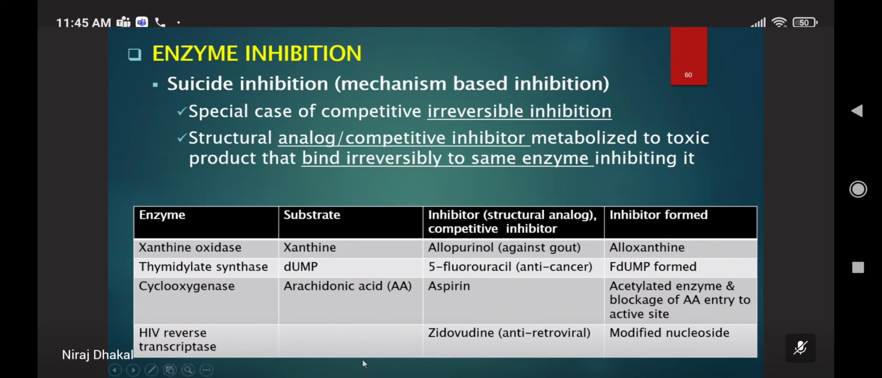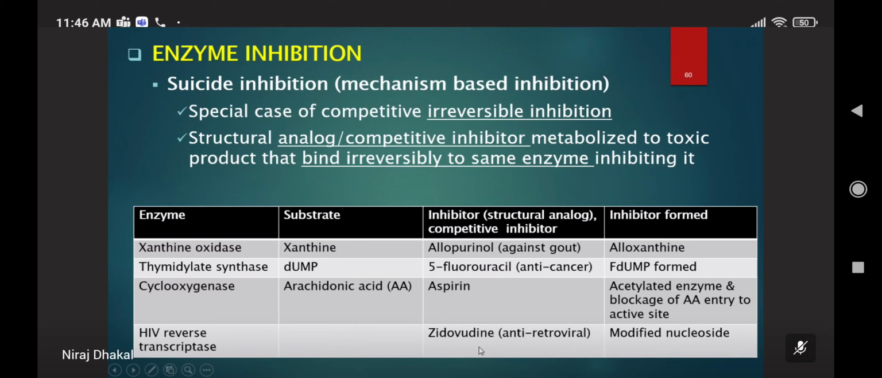Another is arachidonic cyclooxygenase again. The arachidonic acid is the usual substrate, and the inhibitor is aspirin. So when aspirin binds with the cyclooxygenase, the enzyme gets acetylated, and that acetylation blocks the entry of arachidonic acid inside the active site. Another is HIV reverse transcriptase.